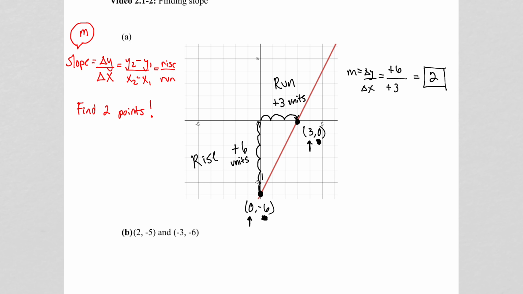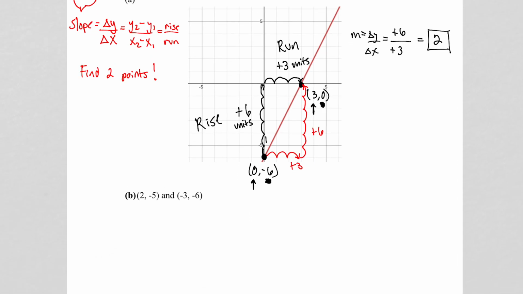Now I just want to make you aware before we move on to the next example that we could have found the slope going in the other direction if we did run first. Oops, I ran a little bit. Sorry about that. I ran a little bit too much. Should have just run 3. And then we could rise 6. You just want to make sure that when you report the slope, you always report the rise over the run, regardless of the order that you do it in.